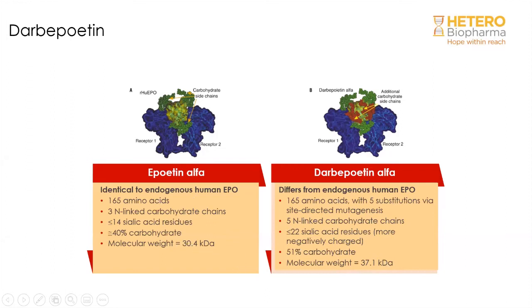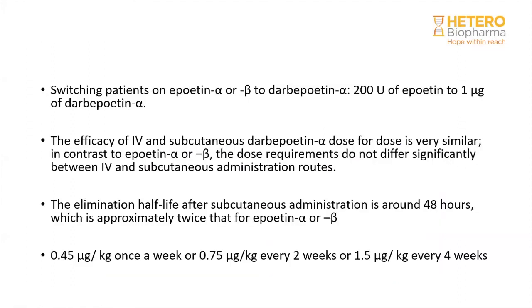The half-life of darbepoetin is at least 3 times that of erythropoietin. So if you're switching a patient from erythropoietin to darbepoetin, the simple conversion is for every 200 units, you need to change it to 1 microgram of darbepoetin. Efficacy of IV and subcutaneous darbepoetin is very similar, so you don't need to dose it according to the route of administration. Unlike erythropoietin, the elimination half-life after subcutaneous administration is around 48 hours. This is in contrast to 8 to 11 hours for erythropoietin.